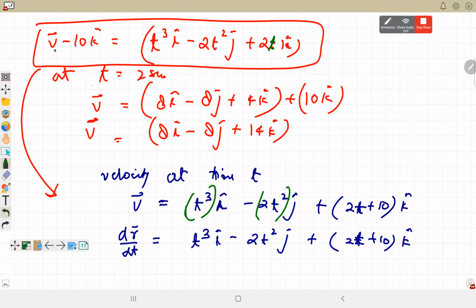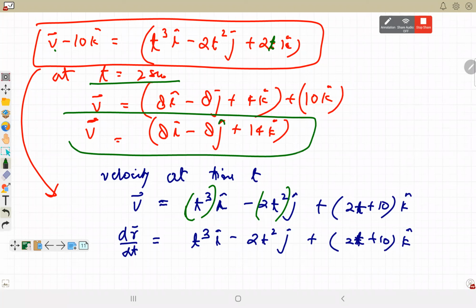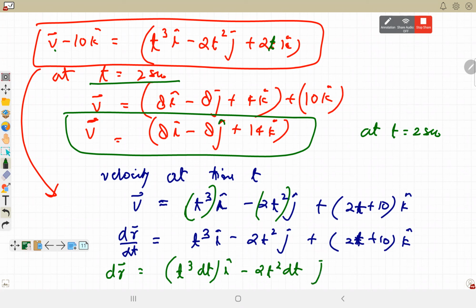Velocity में t is equal to 2 second पे निकालना था, so we substituted that value and we got velocity at time t is equal to 2 second as 8i minus 8j plus 14k. Displacement calculate करके हम final position coordinate निकाल सकते हैं. Now this will be dr is t cube dt i cap minus 2t square dt j cap and plus 2t plus 10 times k cap into dt.